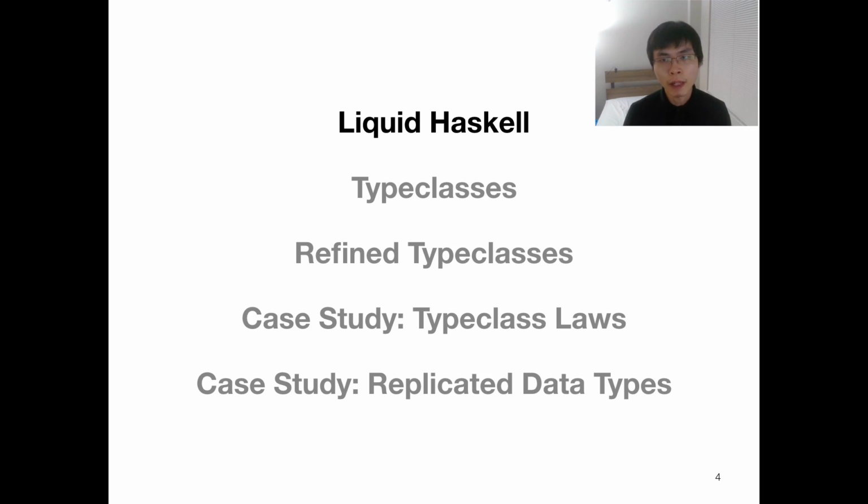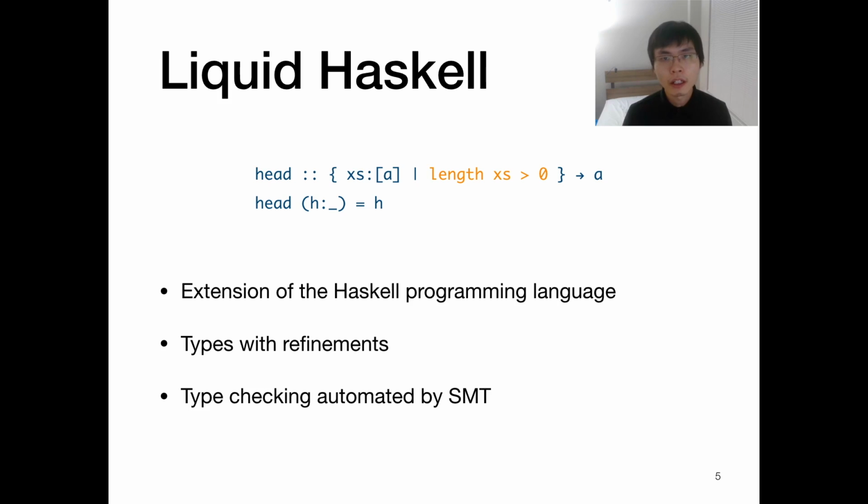Next, I'll give some background on Liquid Haskell. Liquid Haskell is an extension of Haskell. It allows programmers to decorate plain Haskell types with refinements. In this example, we have the head function, which takes a list and returns its first element. Liquid Haskell will ensure statically the precondition that the input list is non-empty, to prevent the runtime error caused by trying to access an element from an empty list. When refinements are simple enough, as in this case, SMT can automate type checking without any intervention from the user.